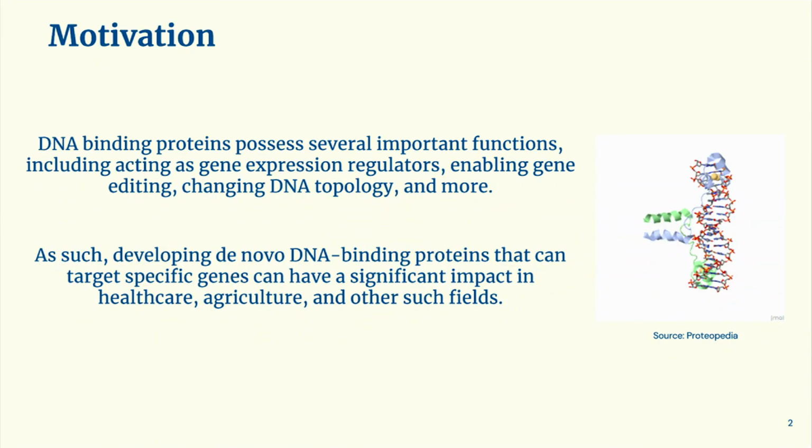So DNA binding proteins are rather important in the body. They possess several important functions, including regulating gene expression, enabling gene editing, for example through CRISPR-Cas proteins, changing gene topology, and more. And so developing de novo DNA binders could potentially help us turn specific genes on and off and lead to more impact in healthcare, agriculture, or other fields.